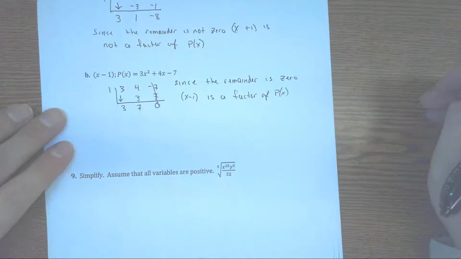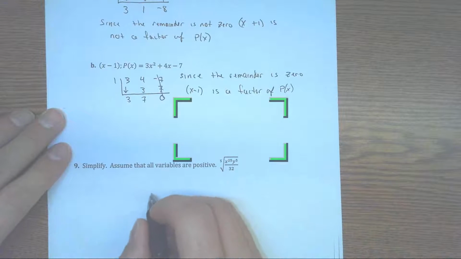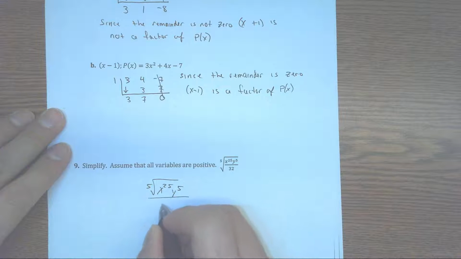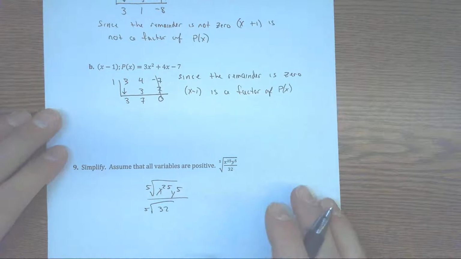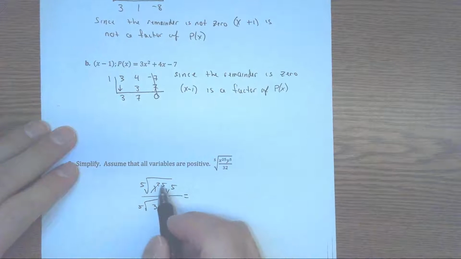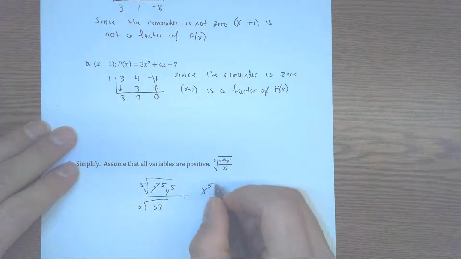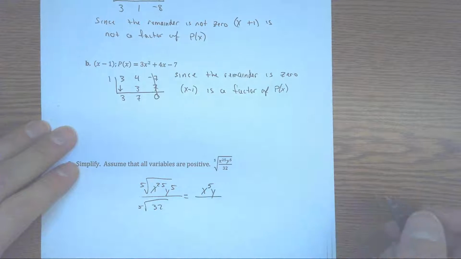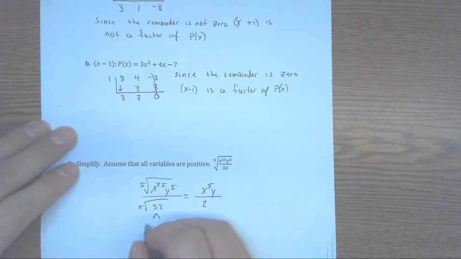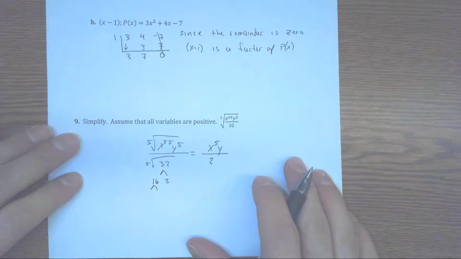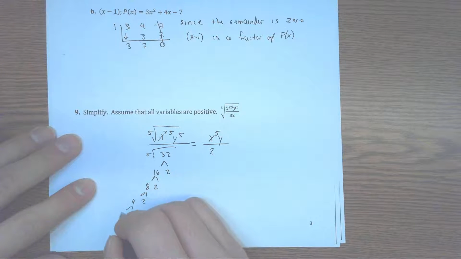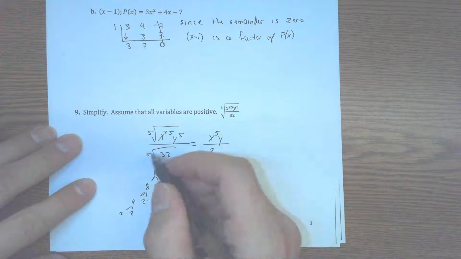Okay, let's keep going. So in this one, first I want to split this up. So the fifth root of x to the 25, y to the fifth, over the fifth root of 32. When we're taking the root of variables, just divide. 25 divided by 5 is 5. 5 divided by 5 is 1. The fifth root of 32 is just 2. Let's see. 16 and 2. Keep going here. 8 and 2. 4 and 2. 2 and 2. 1, 2, 3, 4, 5. There's 5 of them, so it's just 2.